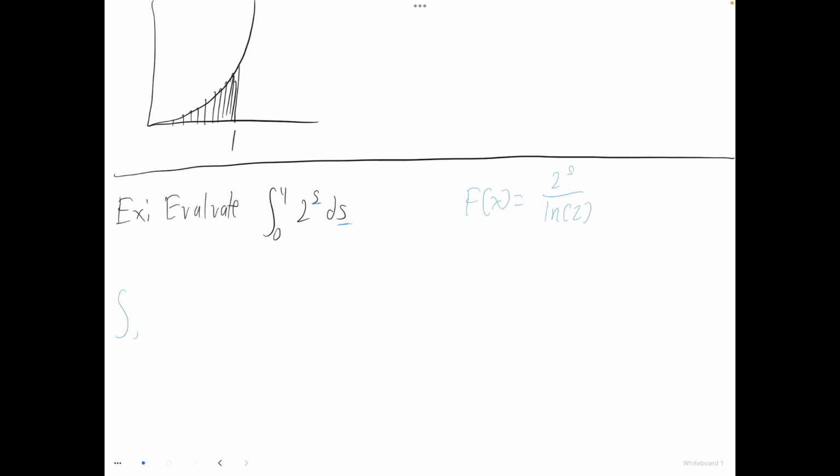So that tells us the integral from 0 to 4 of 2 to the s ds is equal to 2 to the s over ln of 2 from 0 to 4, which is 2 to the 4 divided by ln of 2 minus 2 to the 0 divided by ln of 2, which is 16 over ln of 2 minus 1 over ln of 2. So we get 15 over ln of 2, and that is the value of our integral.